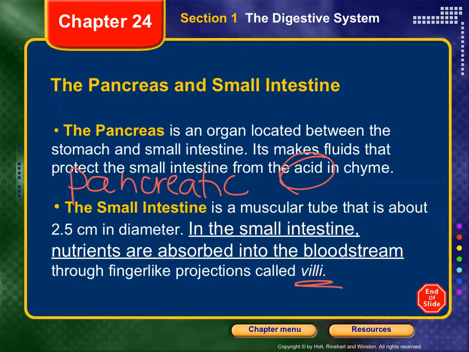The inner lining of the small intestine is rough and bumpy, and it's lined with villi. And villi are places where this absorption occurs.